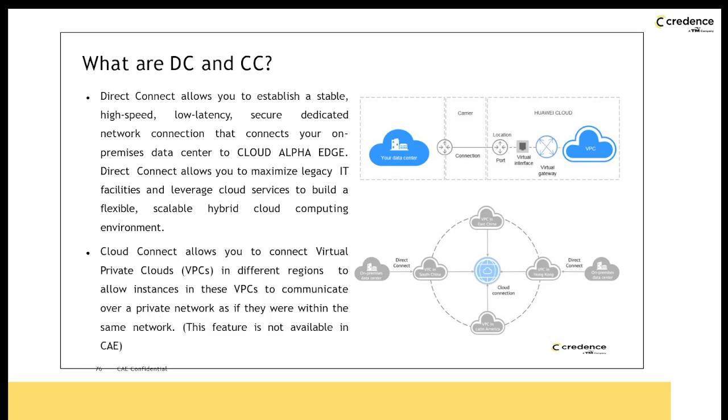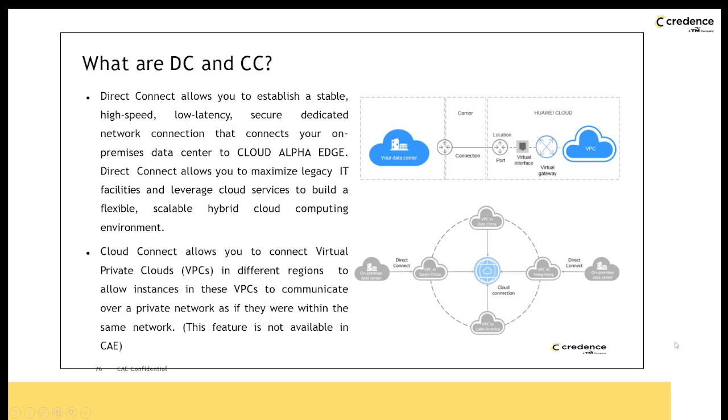So Direct Connect connects on-premises to the cloud. As you can see here, the architecture is different. This is your data center on premises. Then you have subscribed to a cloud VPC, created the VPC, and you want to connect between these two. For this, you just need to use Direct Connect, as you only have one data center.